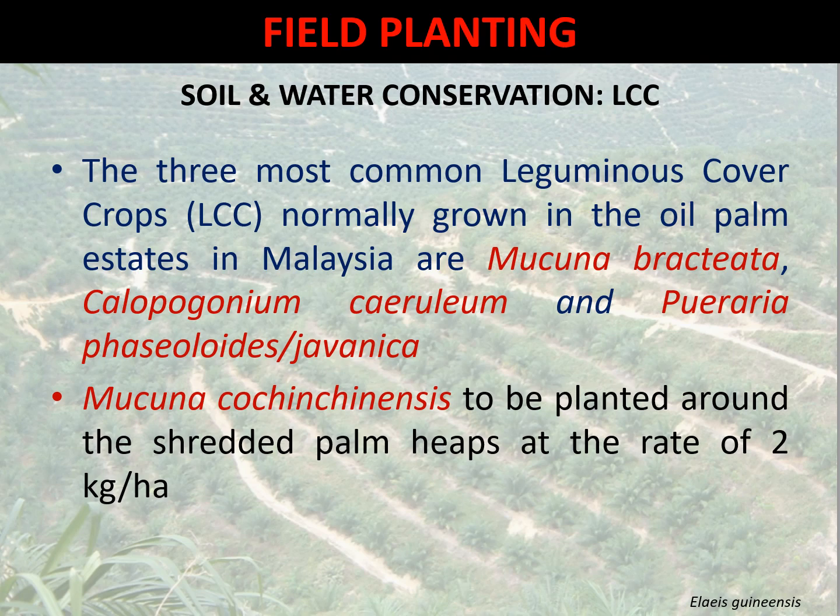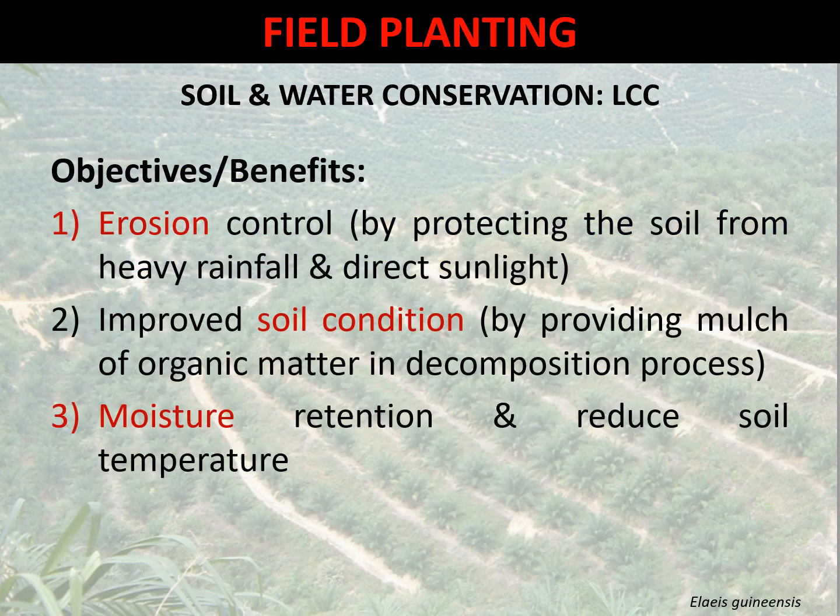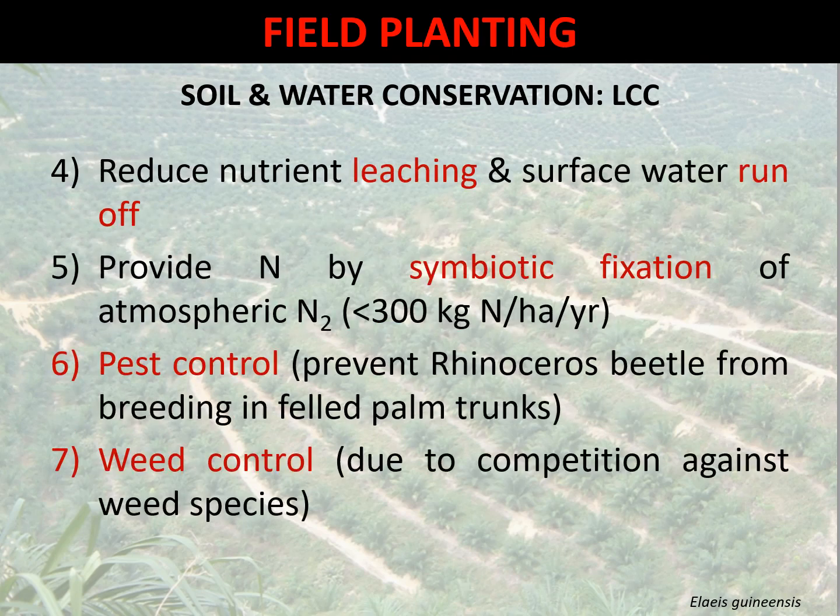per hectare. The objectives and benefits of planting LCC include to control the soil erosion by protecting the soil from the heavy rainfall and direct sunlight. LCC also improves the soil condition by providing mulch of organic matter in a decomposition process. LCC is also able to retain the moisture and reduce the soil temperature. LCC helps to reduce the nutrient leaching and surface water runoff.